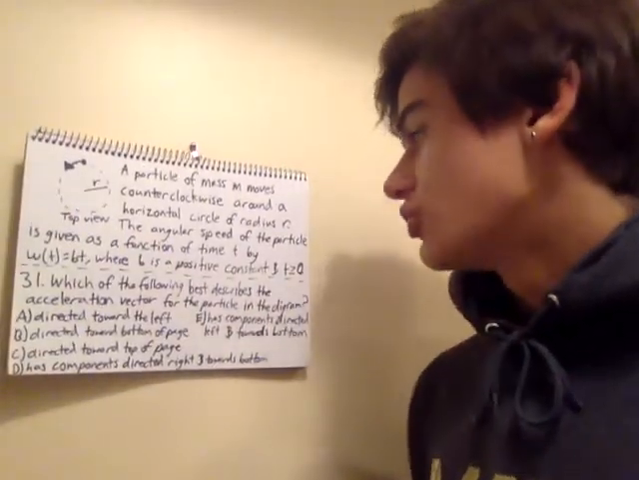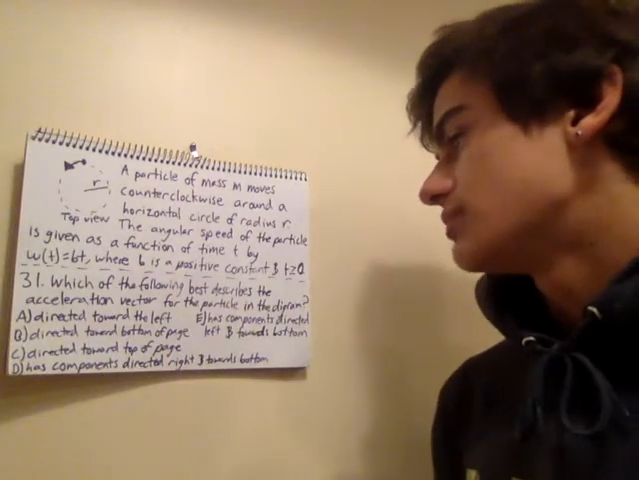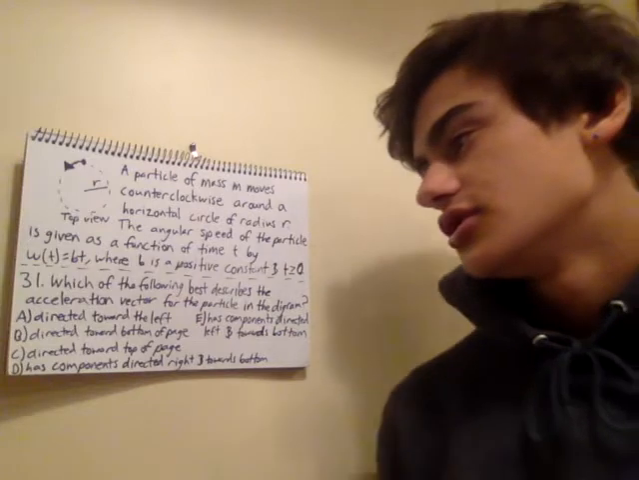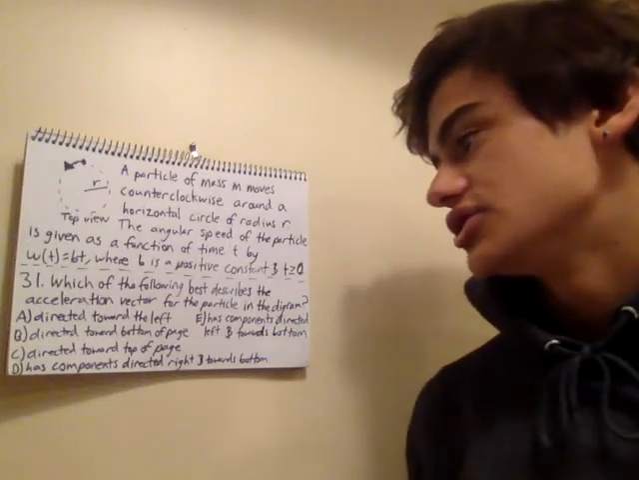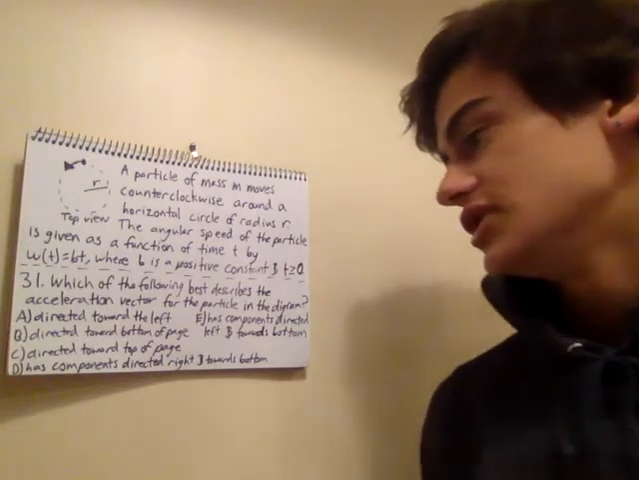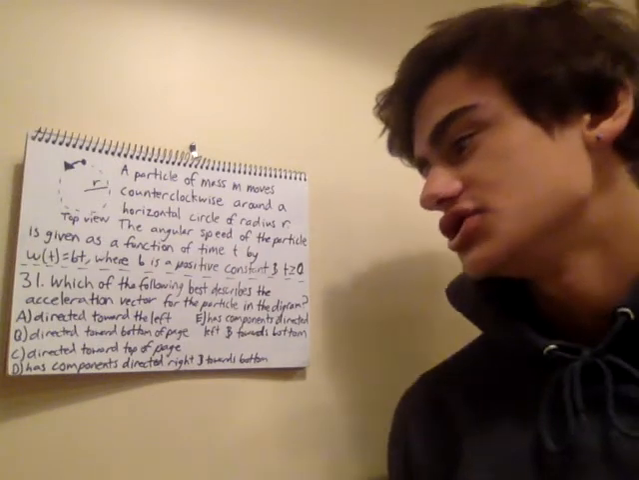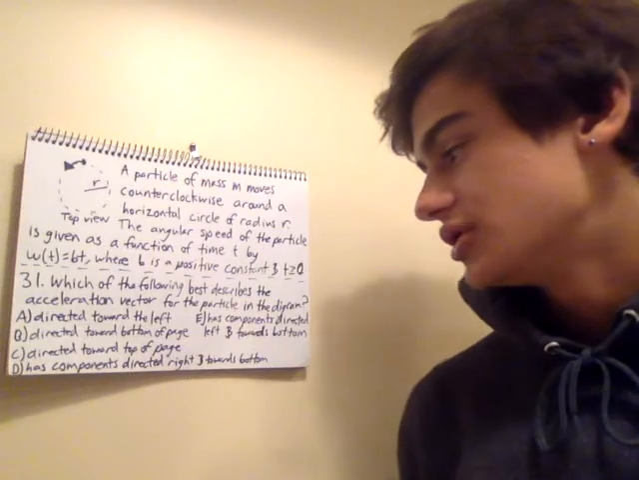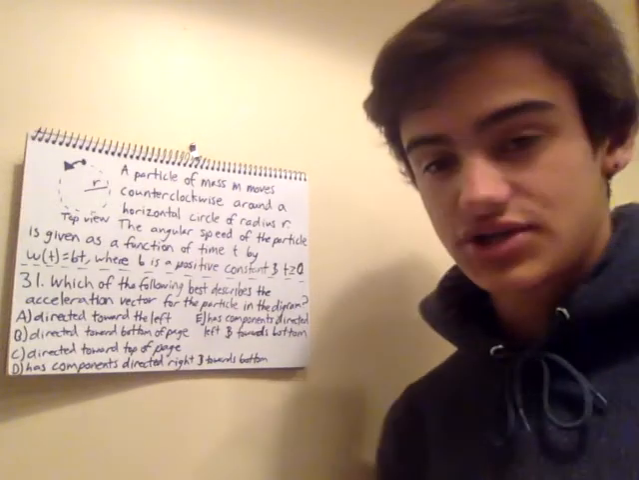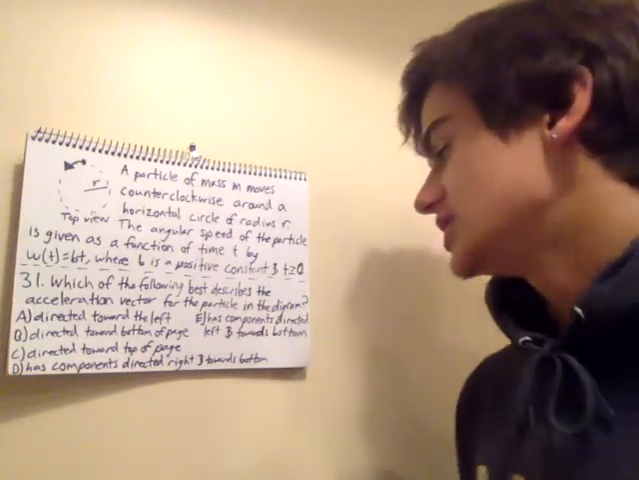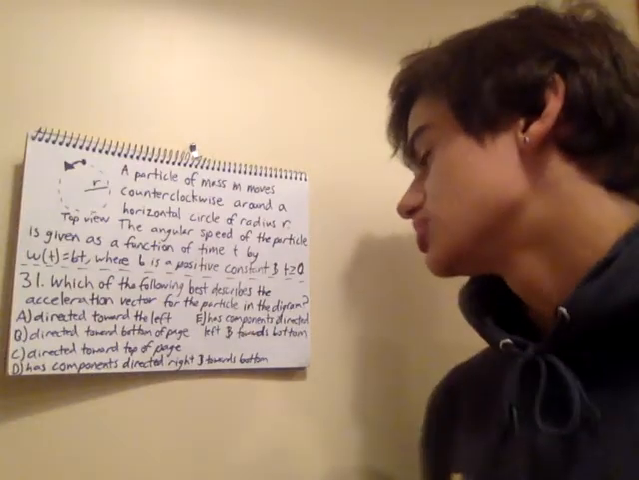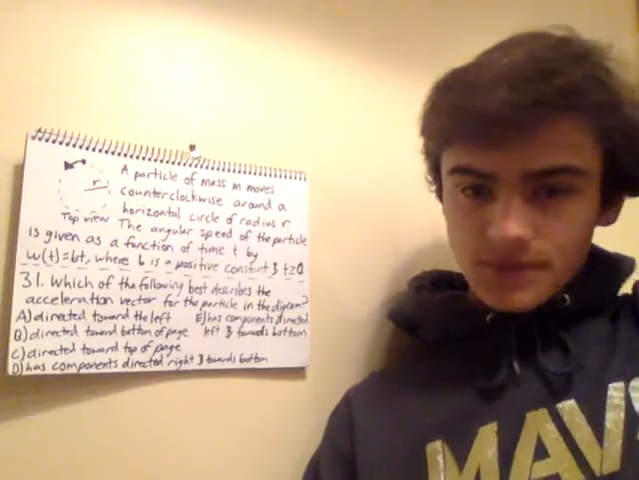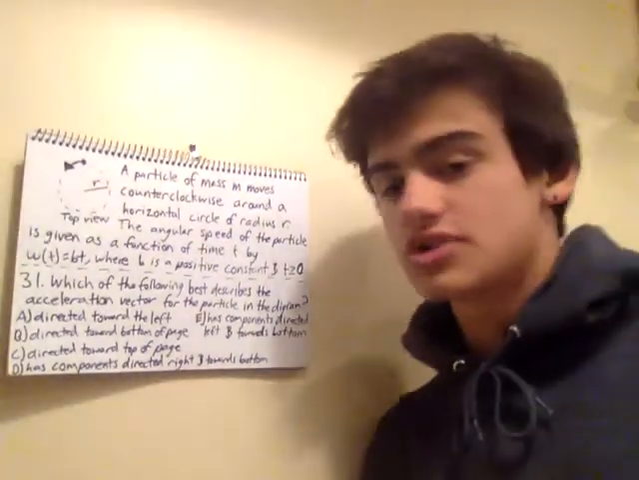So question 31 reads, which of the following best describes the acceleration vector for the particle in the diagram? The answers are A, it is directed towards the left, B, it is directed towards the bottom of the page, C, it is directed towards the top of the page, D, it has components directed towards the right and towards the bottom of the page, and E, it has components directed towards the left and towards the bottom of the page.